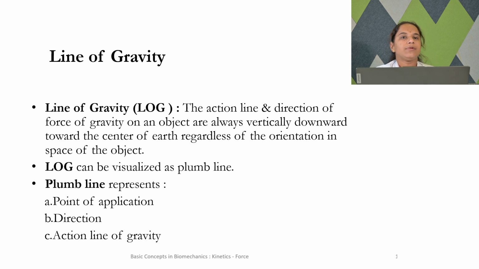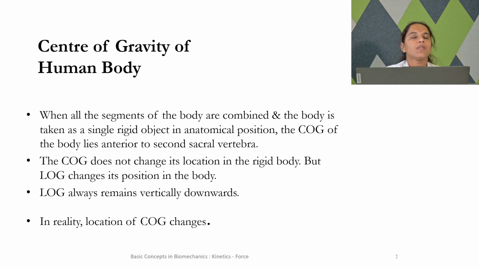So, line of gravity is nothing but a plumb line, and a plumb line represents point of application, direction and action line of gravity. Now coming to a very important concept, that is center of gravity of human body. When all segments of the body are combined and body is taken as a single rigid object in an anatomical position, the center of gravity of the body lies at S2, that is second sacral vertebra.